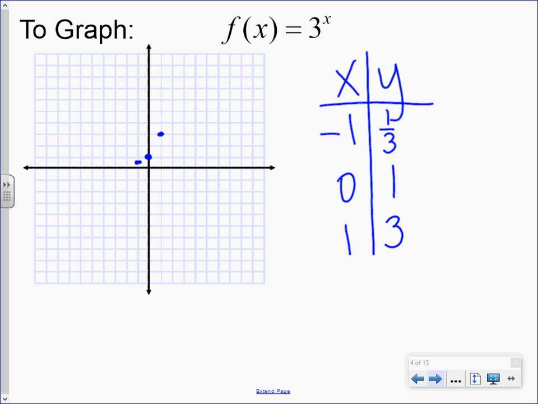The parent function will always have an asymptote at y equals 0, which it will approach to one side. Let's think about why a graph a to the x power would have an asymptote at y equals 0.